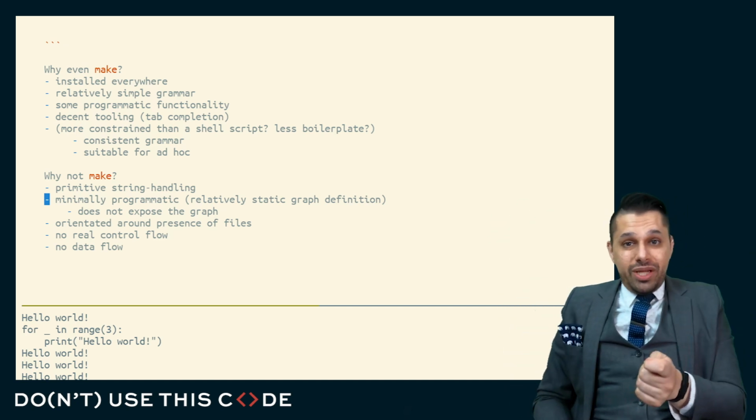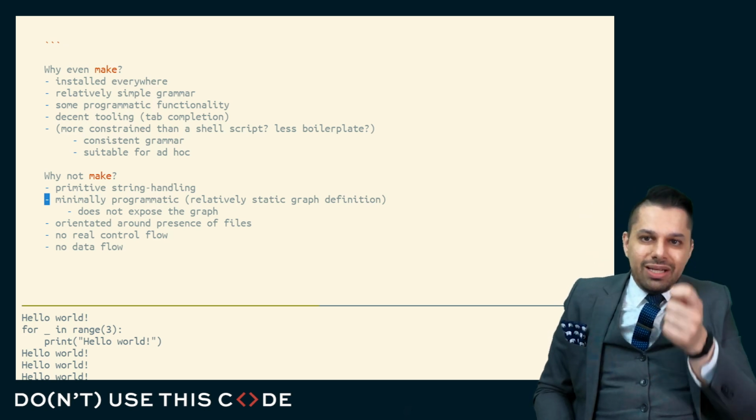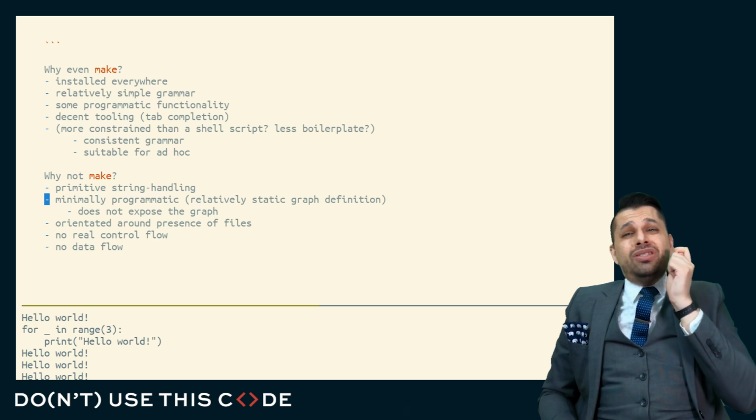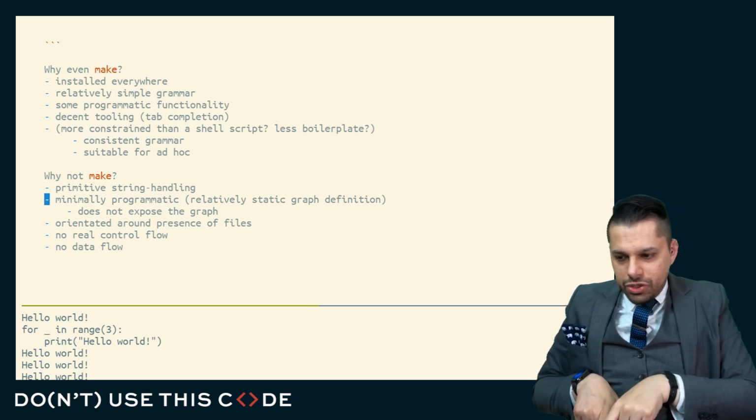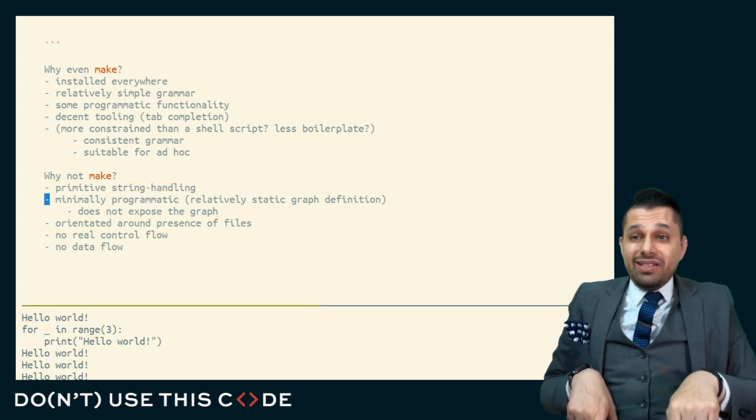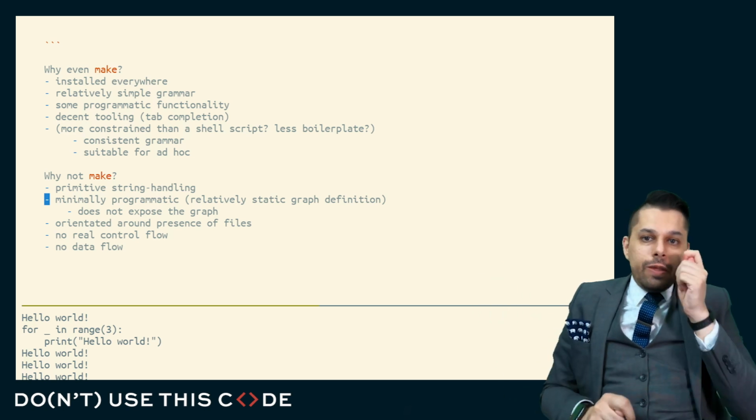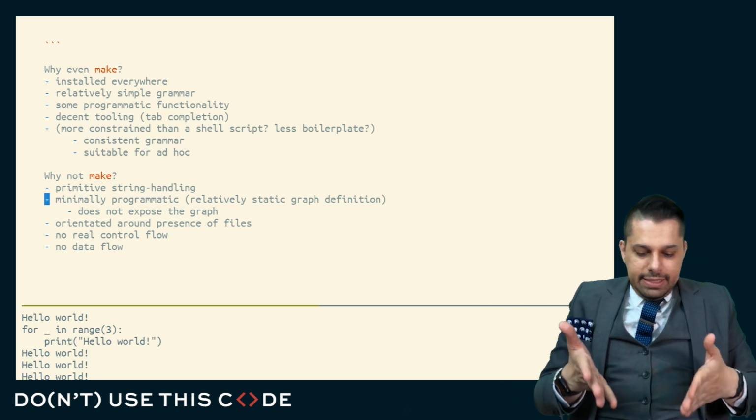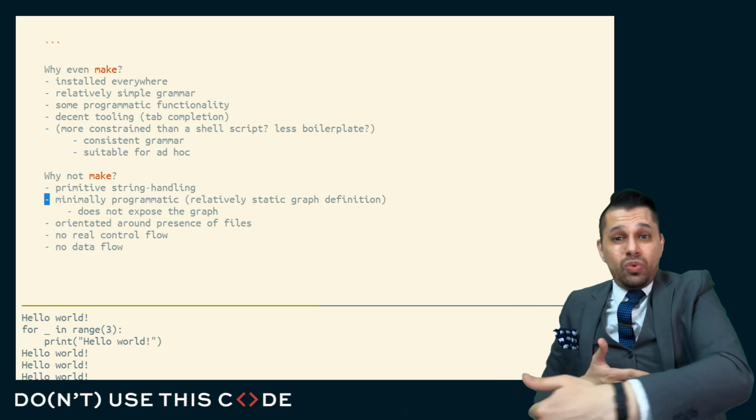Its orientation around the presence of files works if your marker for did something get run and succeed is based on the presence of files. But unfortunately, there's not really any real control flow. You can't say, download this data source, and if the download fails, do this specific action. All you can do is say, if the download fails, bail out and die. And there is no data flow. You can't say, have this rule perform some operation which passes data to this other rule.